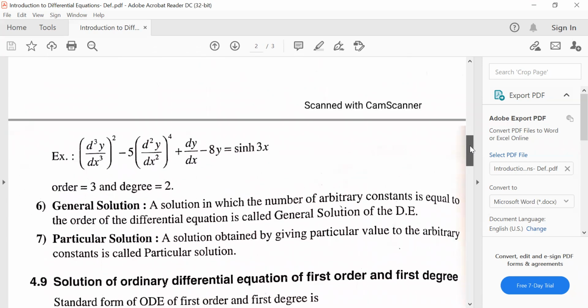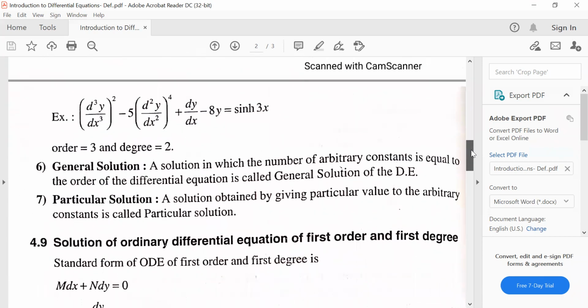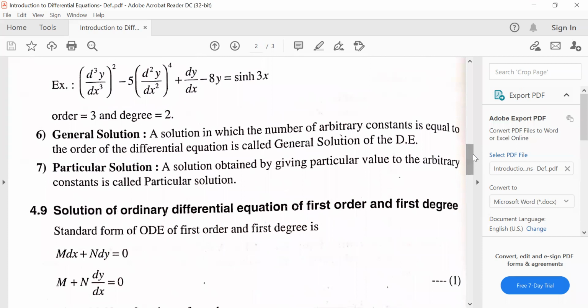We now come to how to find the solution. What is the name for that? We have two names given: one is the general solution, one is called the particular solution. When we intend to find a solution for the DE, we write constants after integration. And it tells us that however many constants there are in the solution will be equal to the order of the differential equation.